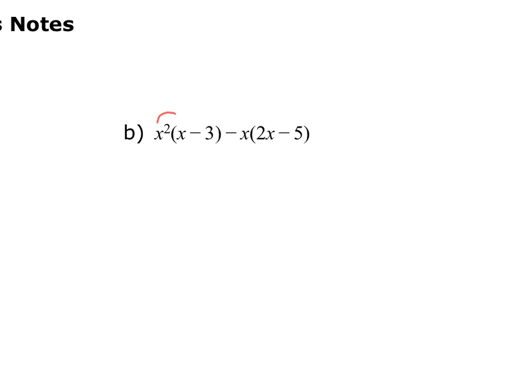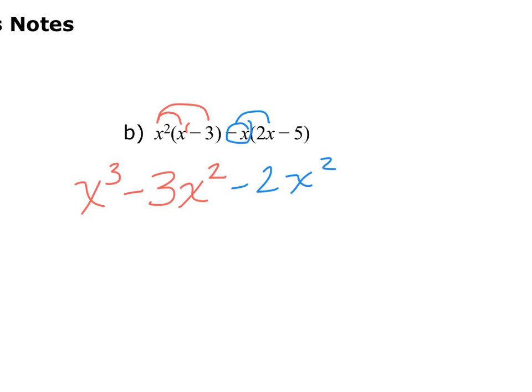All right, so x squared times x is x cubed, because remember, we're adding those exponents when we multiply variables. And x squared times negative 3 is negative 3x squared. Then the second one, I have negative x times 2x, negative 2x squared. Negative x times negative 5 is positive 5x, because a negative times a negative is a positive.